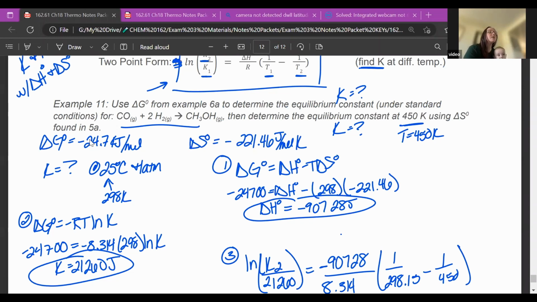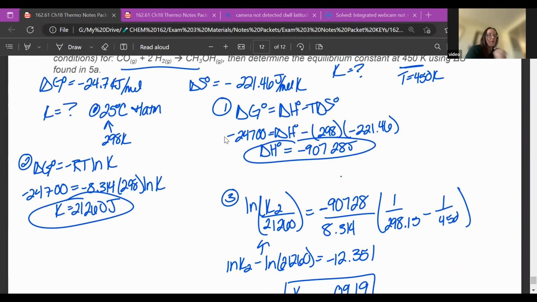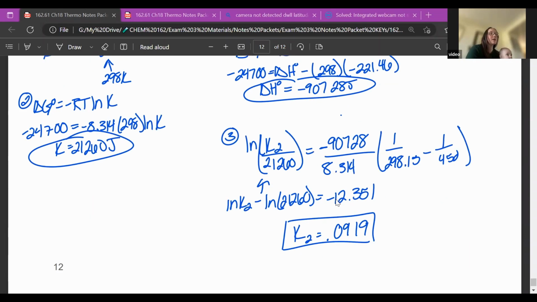If you noticed, as I changed the temperature, so I heated it up, K is going to change because K changes with temperature. I got 0.0919. This is less than 1. This is not favored. So as this gets hotter, it becomes less favorable, okay? Which again makes sense, because as my temperature changes, my delta G is going to change, and now it would be unfavorable at this new temperature.